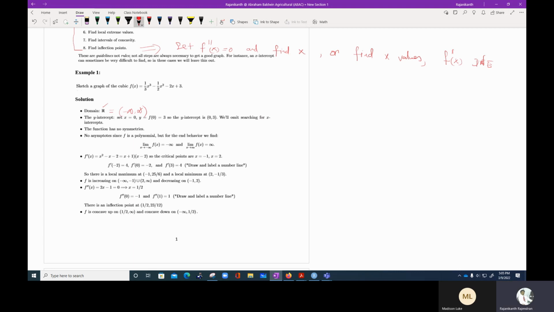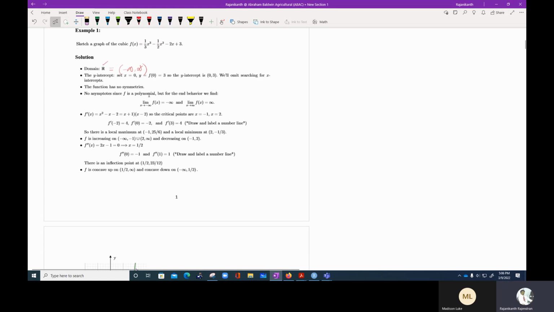Then look for any y-intercept or x-intercept. You already studied finding x and y-intercepts. If you set x to 0 and find y, that is going to be the y-intercept, right? Finding the x-intercept is not easy here because this is a cubic equation. So we will omit that part. We find only the y-intercept.